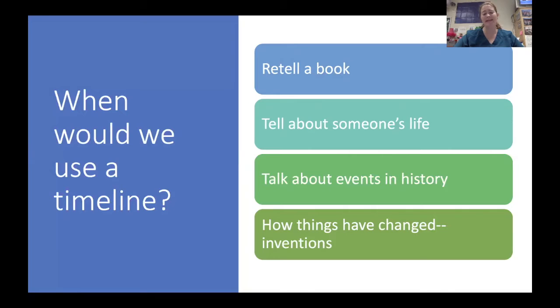You could also make a timeline about history, things that have happened, like if there was a war, how a country became a country, maybe all of the presidents from the United States, you could put them on a timeline. That would be a good way to say, oh, here's all of our presidents in the order that we had them. And you can also make a timeline about how things have changed, how inventions have changed.